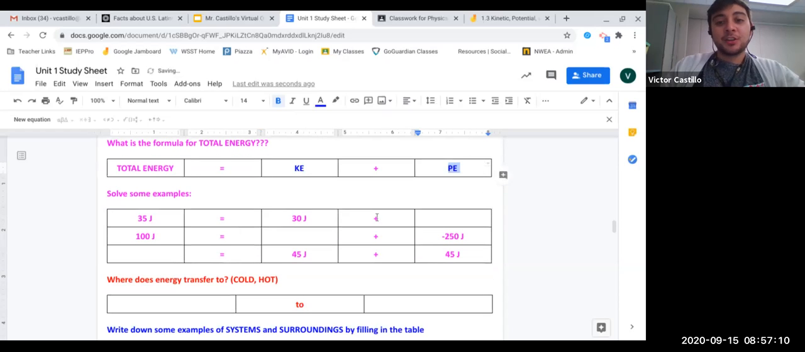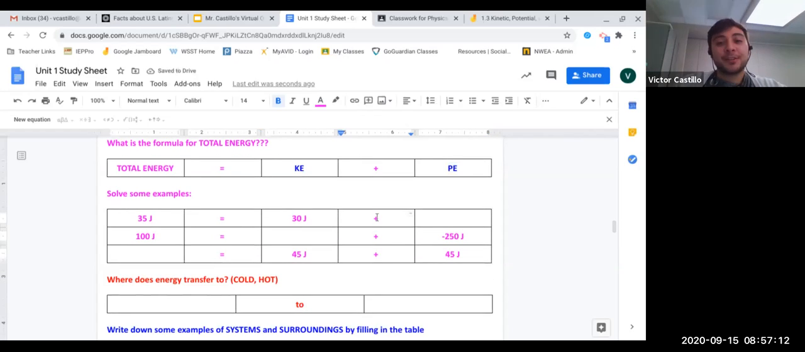Boom. So if we do some examples, basically, if you fill in the blank, if 35 joules is the total energy and 30 joules is the kinetic energy, then what plus 30 joules equals 35? If we know our math, it will be 5 joules. So 5 joules plus 30 joules equals what? 35 joules, right? Remember, it's the sum. Total energy is the sum. So basically, you're just trying to fill in the blanks, right?